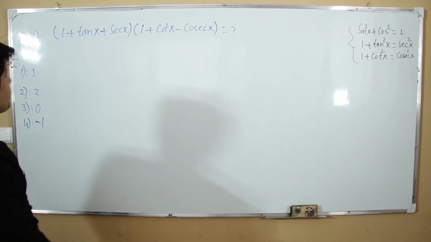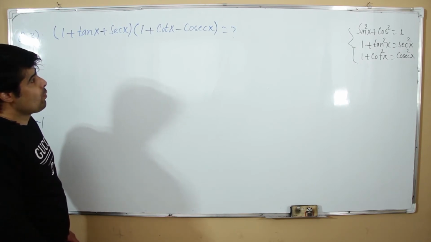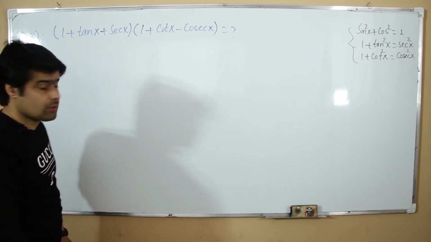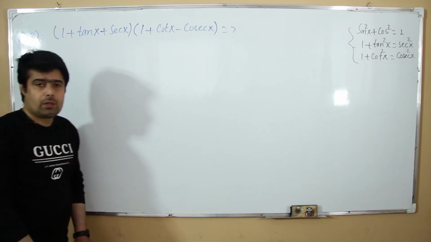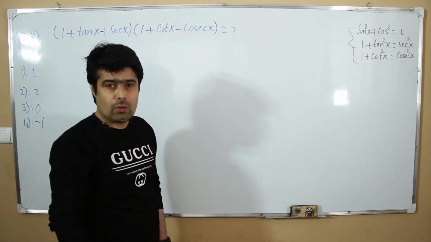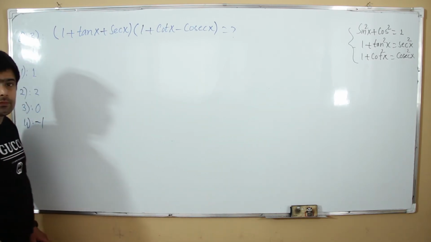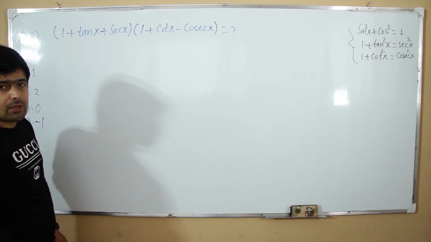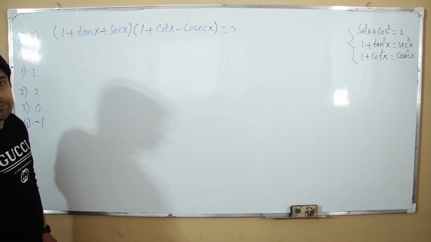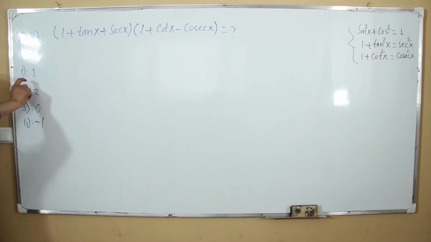Question number 3. 1 plus tangent plus secant multiplied by 1 plus cotangent minus cosecant. What is the answer? 1, 2, 0, minus 1. Please solve it by yourself. What is the answer? Number 1, 2, 3 or 4?